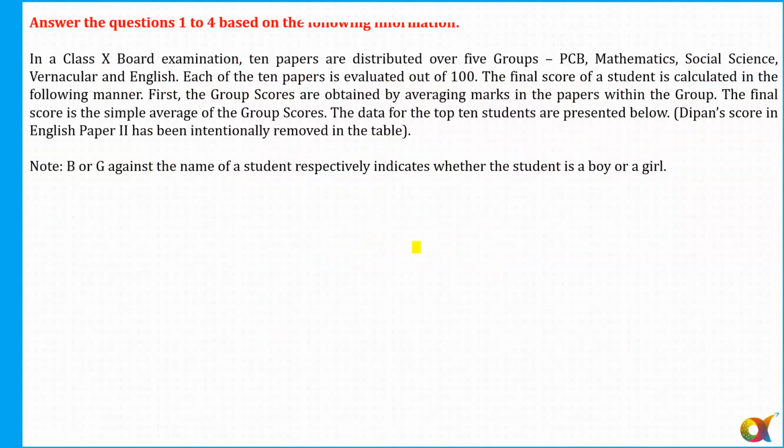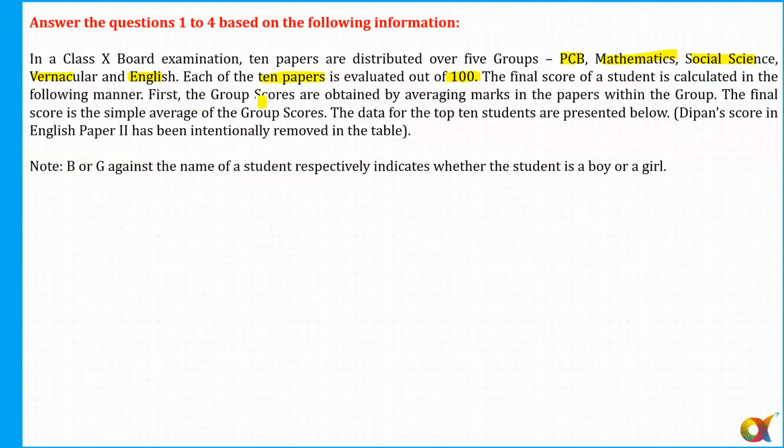Now it says, in a class 10th board examination, 10 papers are distributed over 5 groups. That is PCB, Maths, Social Science, Vernacular and English. So there are 5 groups here. Each of the 10 papers is evaluated out of 100 and the final score of a student is calculated in the following manner.